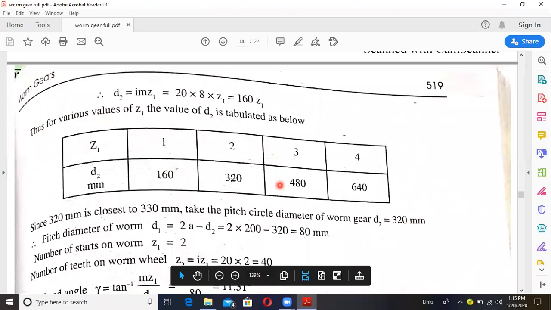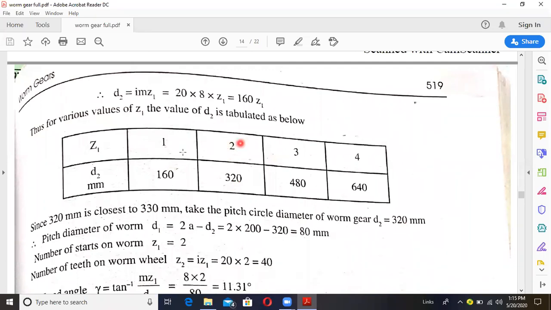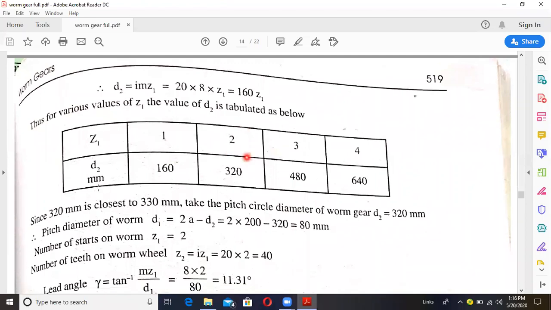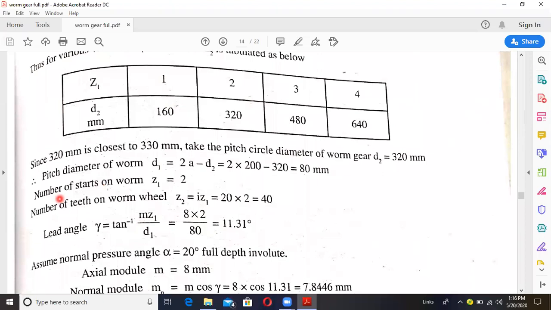Now for this 320, how much is Z1? Z1 is 2, right? Yes, sir. Therefore, Z1 is equal to 2. That is nothing but number of starts on worm, Z1 is equal to 2. Now we got D2 and Z1.